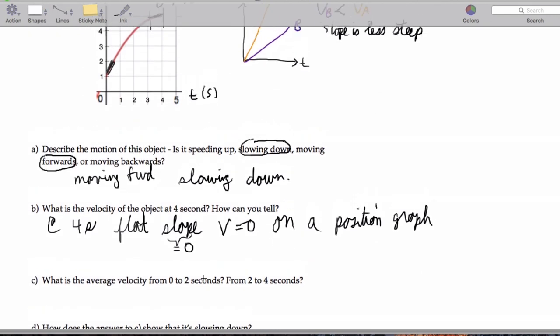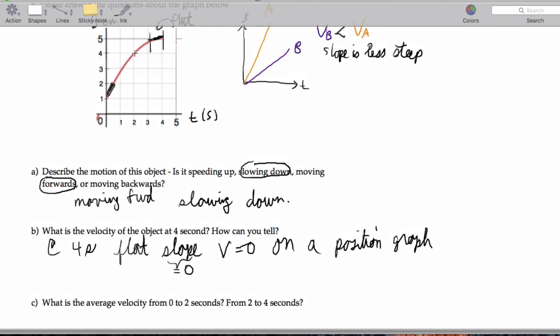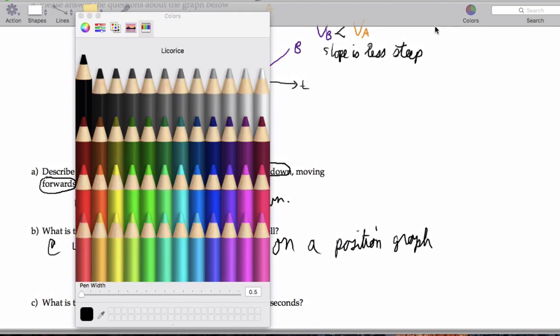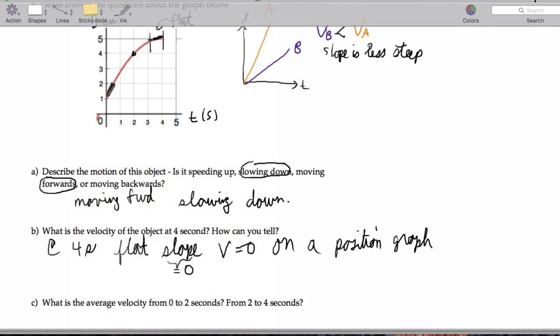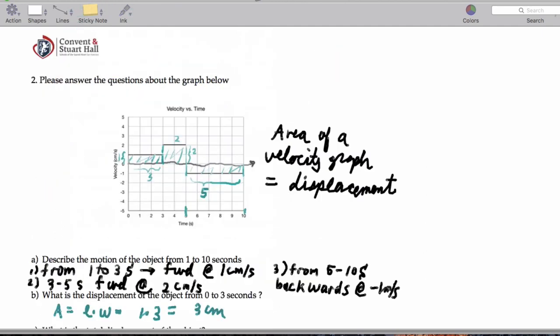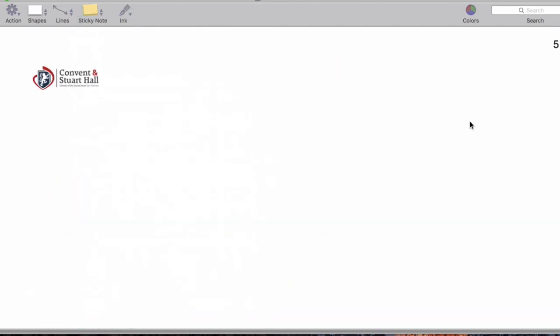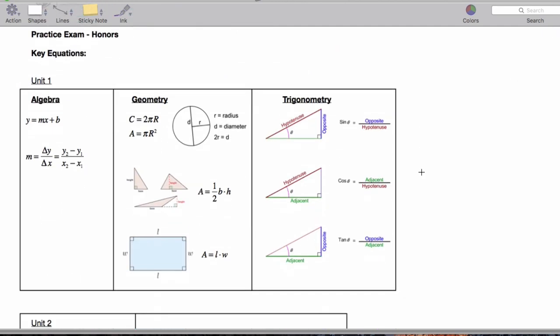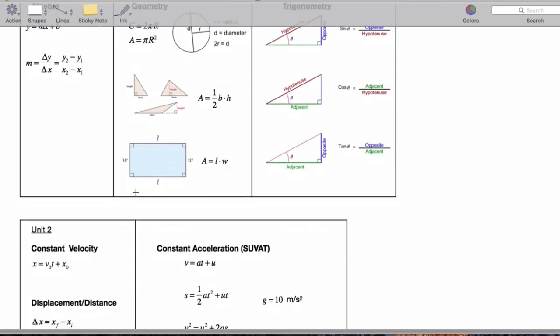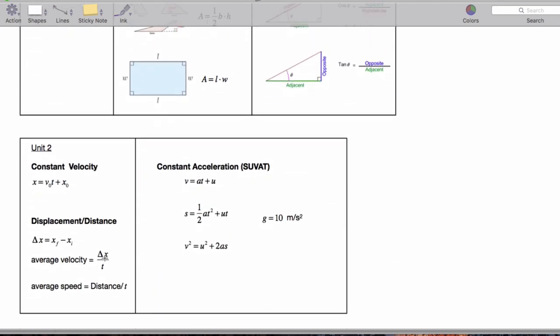Now, the average velocity from 0 to 2 seconds, let's be clear, okay? To get the average velocity, let's go back to the formulas here, because I know there's a couple. So here we go. Right here, the average velocity is given by the displacement over the time that passes. So delta x over delta t, or just t.